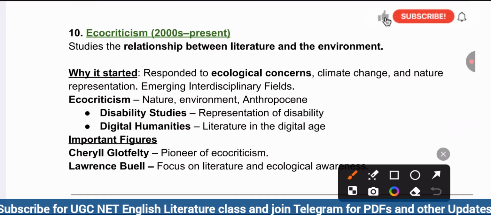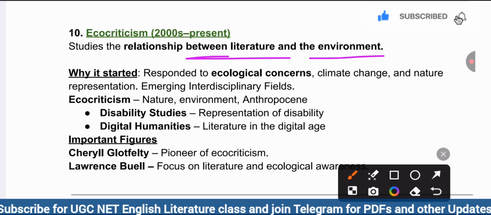Now, another term, eco-criticism. In this, we study the relationship between literature and the environment. For example, how climate change and weather changes affect society and the world. This is what we study in eco-criticism. It was a response to ecological concerns.